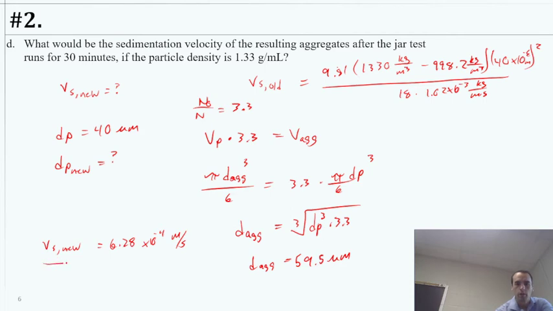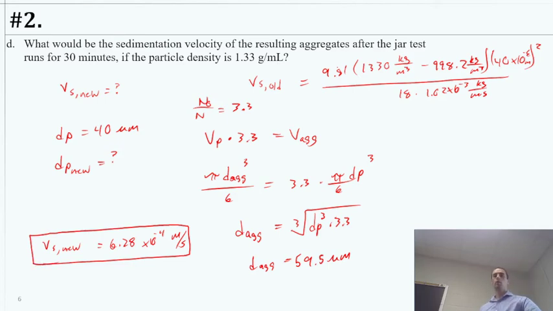And just as a side note, had you solved it for the old particles, the initial particles, you should get something that is similar to but smaller than this, right? It won't be settling as fast, but it'll be nearly the same order, 10 to the minus 5th or 4th. Okay, does that make sense? Good on that? Okay.